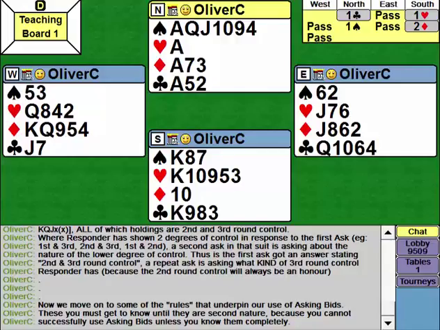It doesn't matter if you don't learn them tonight. You can look them up on the website. There's a whole page as an introduction to asking bids. And they are all shown. Everything that I'm covering tonight is shown there in considerably more detail than I'm giving it here tonight. You can look them up there. Okay, here we go.